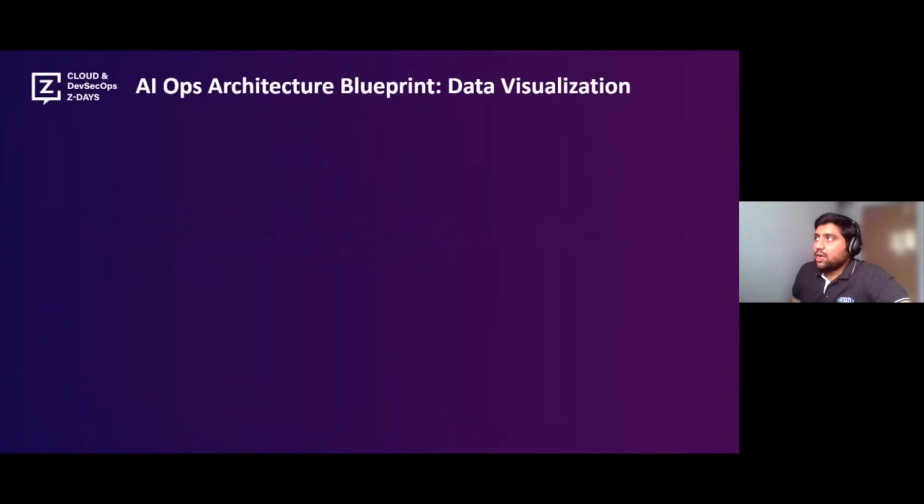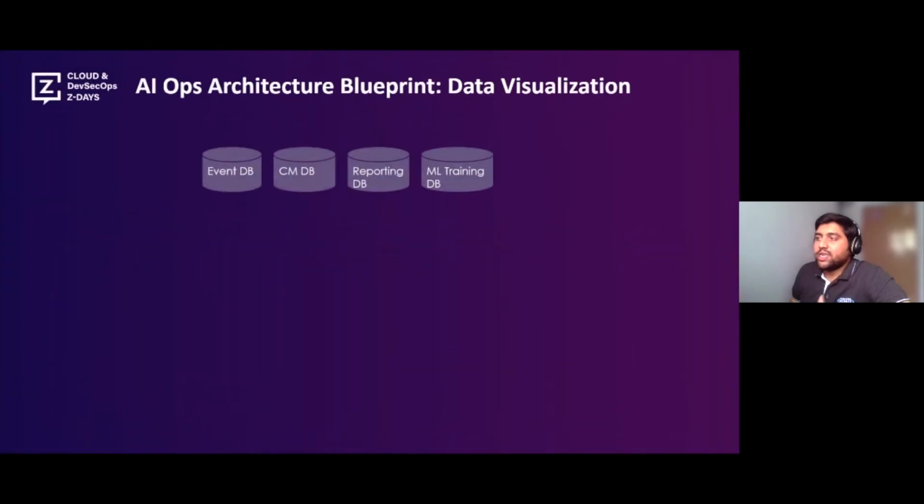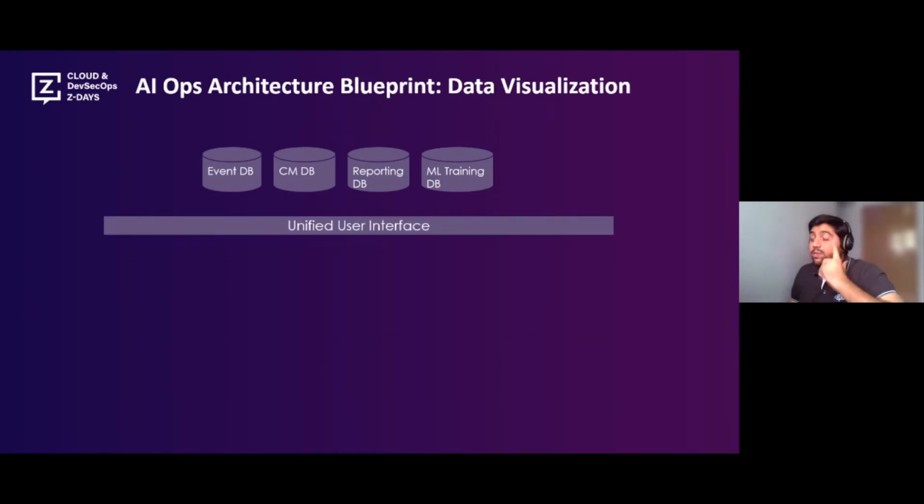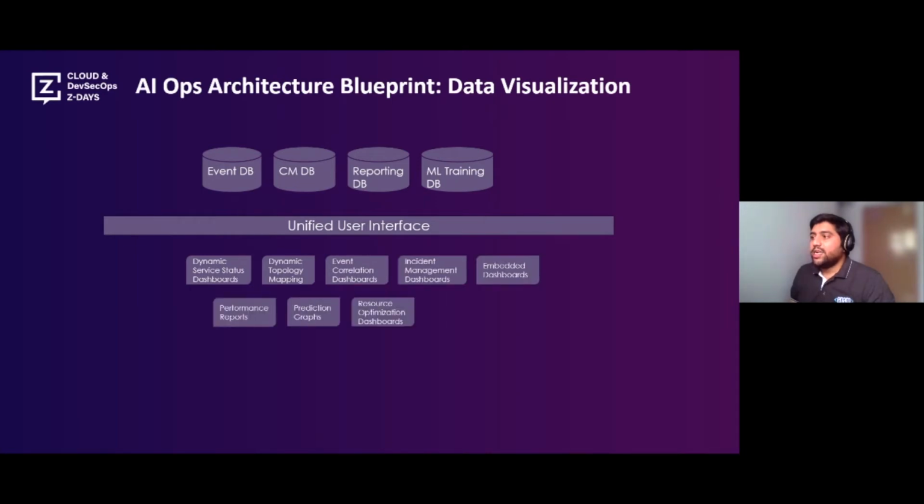And in the final data visualization, we collect all the data from all these databases: the event database, the CMDB database, the reporting database, and the training database. And we have a common user interface, which will have all these dashboards representing the data. So the service status data, the topology mapping data, the event correlation dashboards, the incident management dashboards, the embedded dashboard, the performance reports, the prediction graphs, resource optimization dashboards, and ML feedback dashboards.